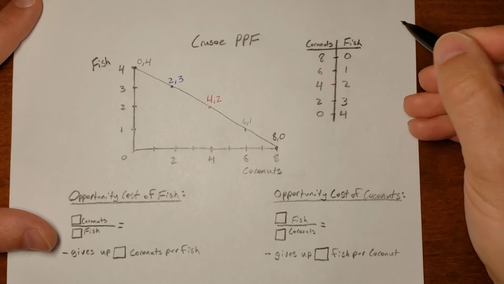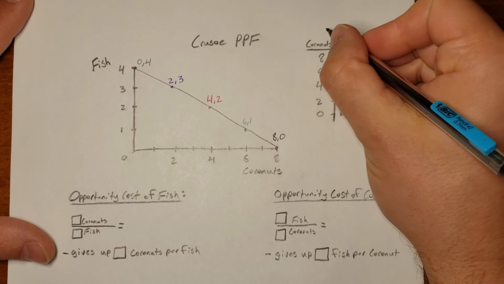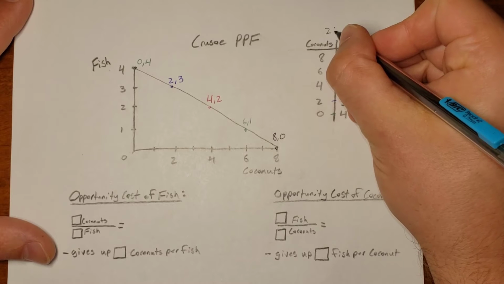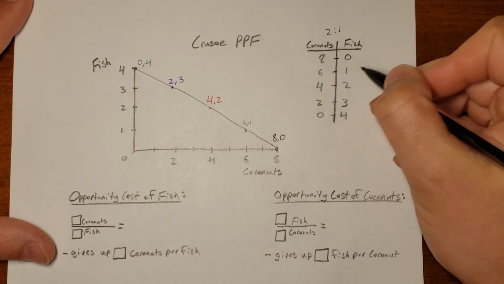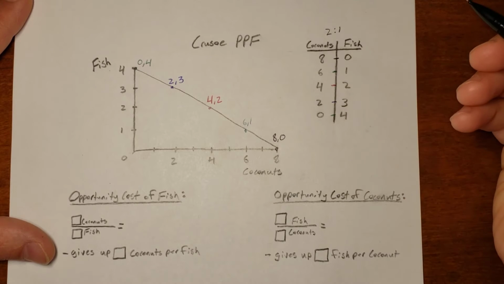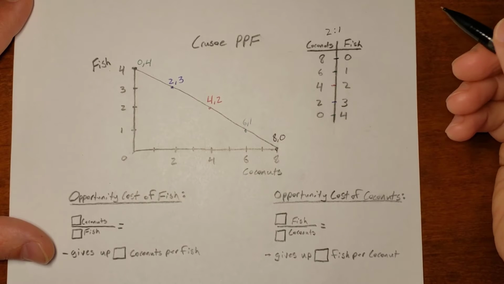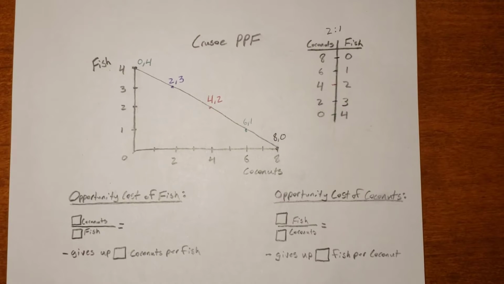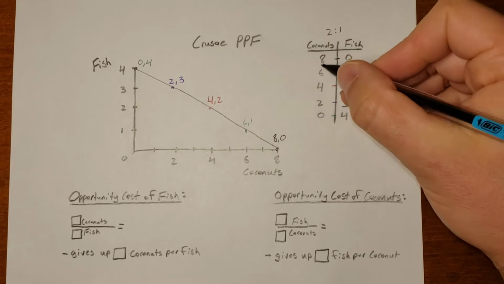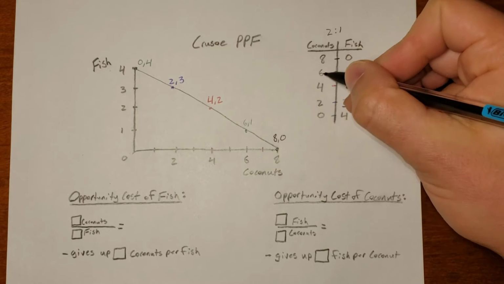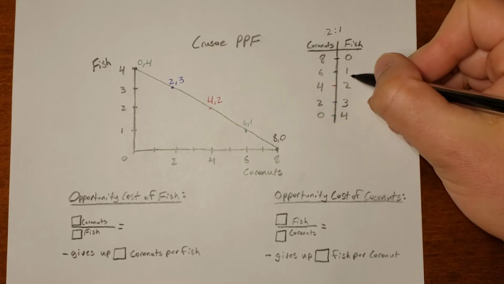Now you'll notice right away that the opportunity cost, or the ratio of trade-offs, is always going to be 2 to 1, meaning every time that you gain 1 fish, you're going to give up 2 coconuts, and every time that you want to gain a coconut, you're going to have to give up half a fish. So with the trade-off of 2 to 1, we see that that's constant, meaning it's always the same. Every time that I want to gain a fish, I always have to give up 2 coconuts, right?